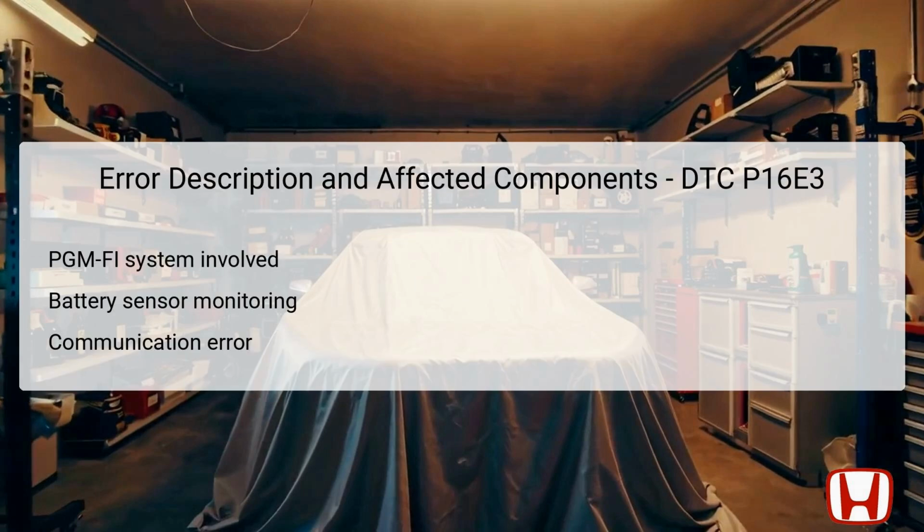The P16E3 error code pertains to an issue with the PGM-FI system that specifically involves the battery sensor. The battery sensor is a critical component that monitors battery voltage, state of charge, and other parameters essential for optimal vehicle operation. Its communication with the PCM via the LIN protocol is vital. Any errors in this communication can cause the PCM to misinterpret the battery's condition.